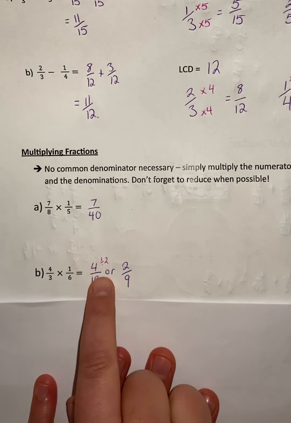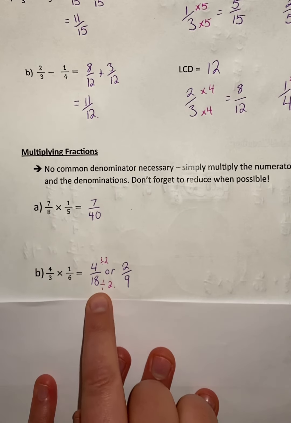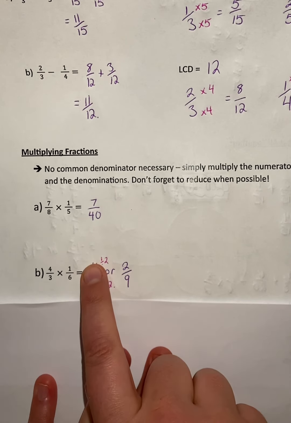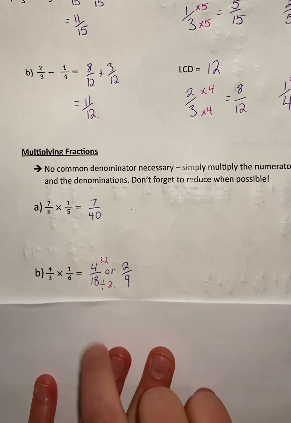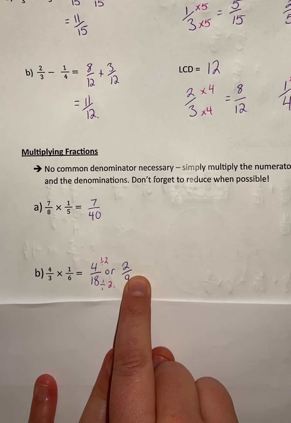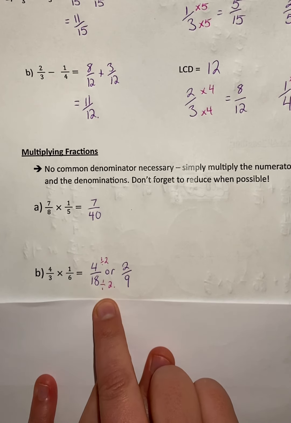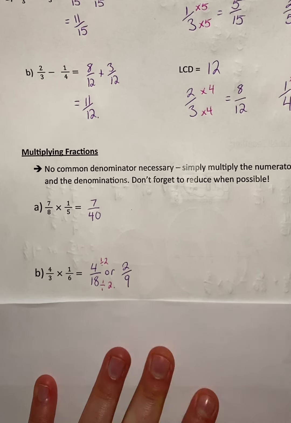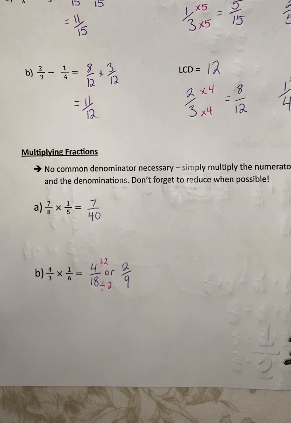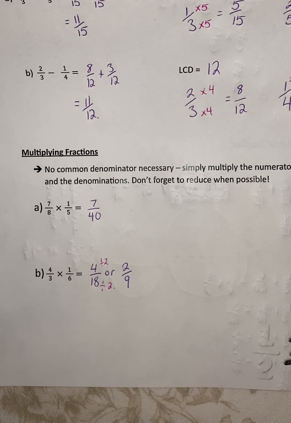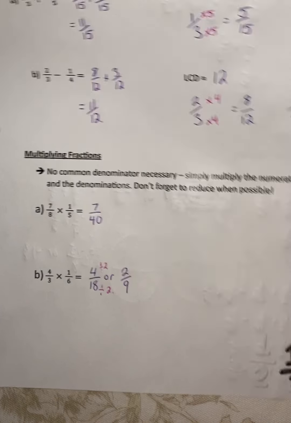4 times 1 gives me 4. 3 times 6 gives me 18. Then I have to reduce it to get full marks. So 4 divided by 2 gives me 2, and 18 divided by 2 gives me 9. All right, so what I would like you to do is pause this video here, and there is a video on dividing fractions. I'd like you to give that a watch and then come back and do the back half of the note. Okay, pause now.